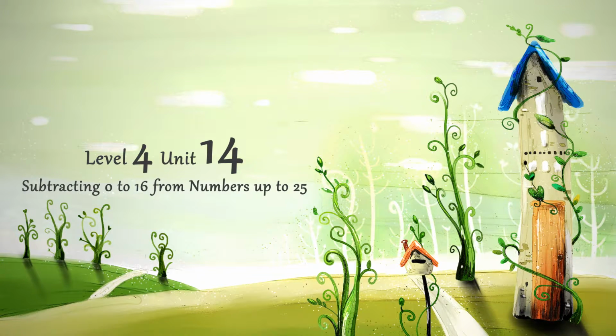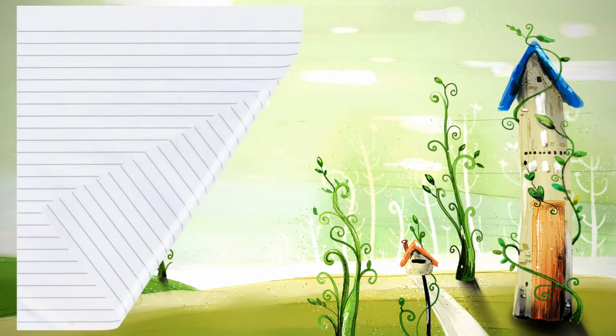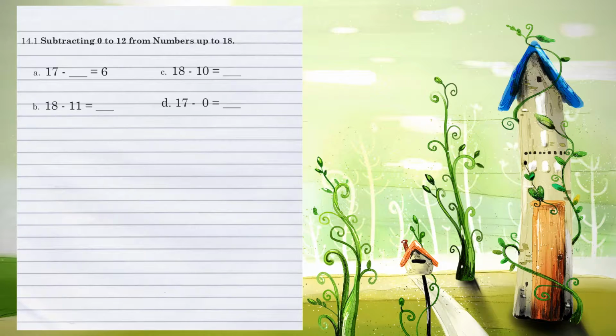Level 4, Unit 14, subtracting 0 to 16 from numbers up to 25. Unit 14.1, we're going to subtract 0 to 12 from numbers up to 18.